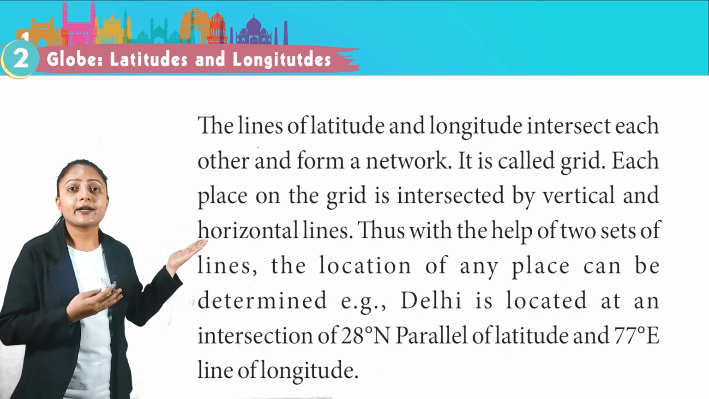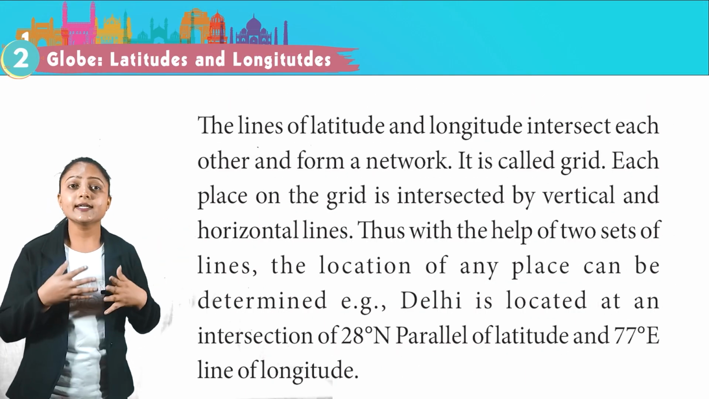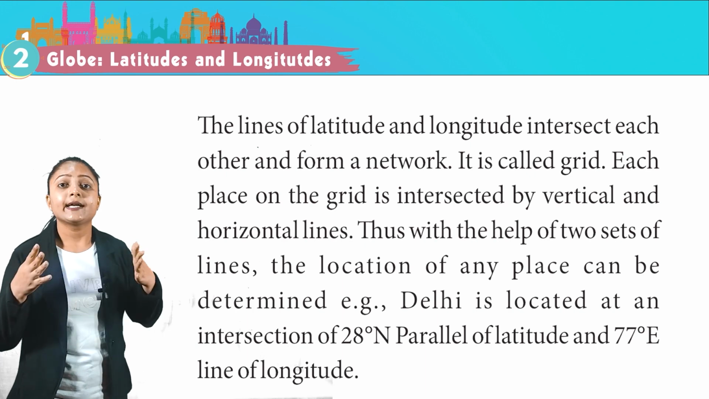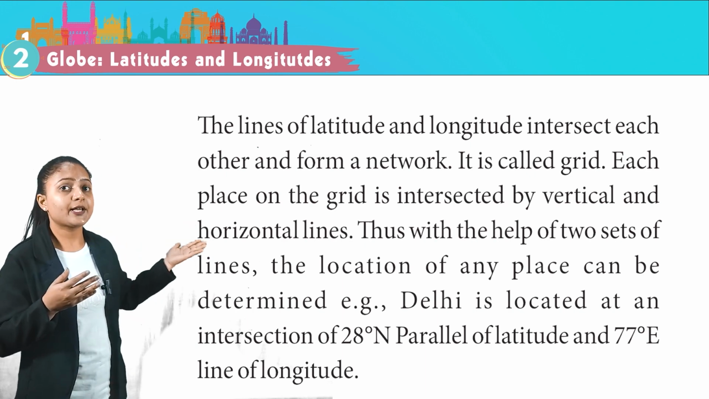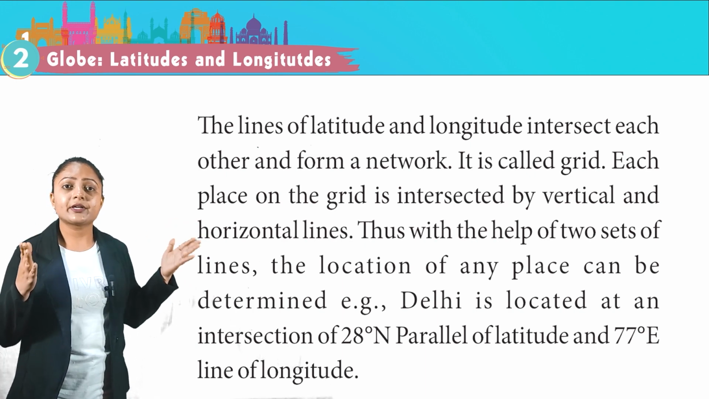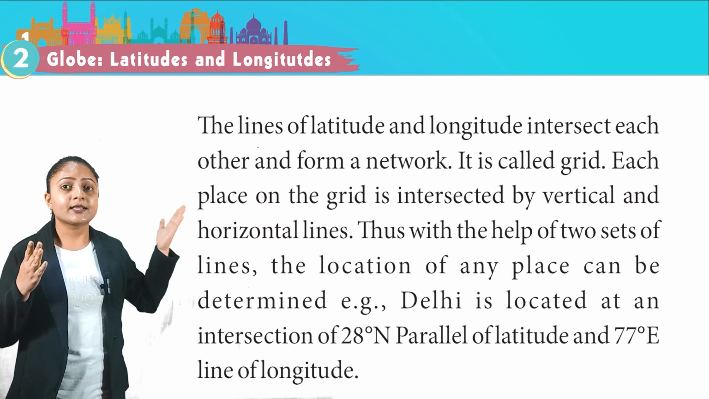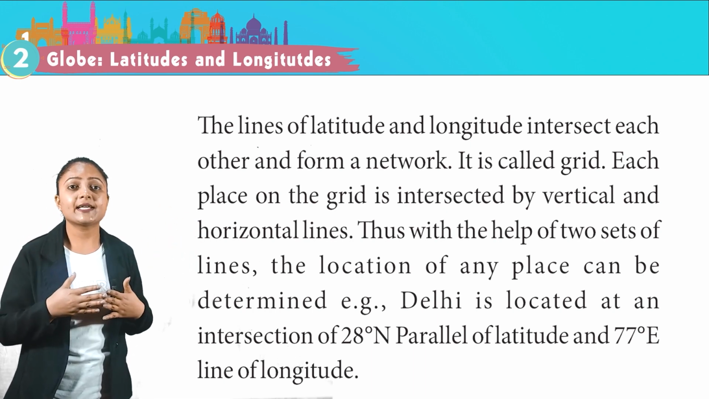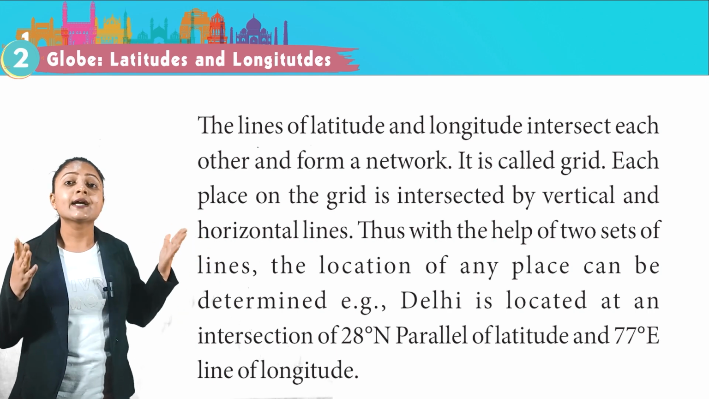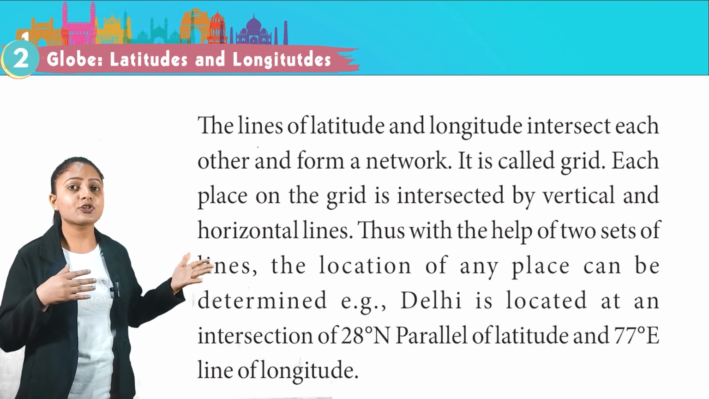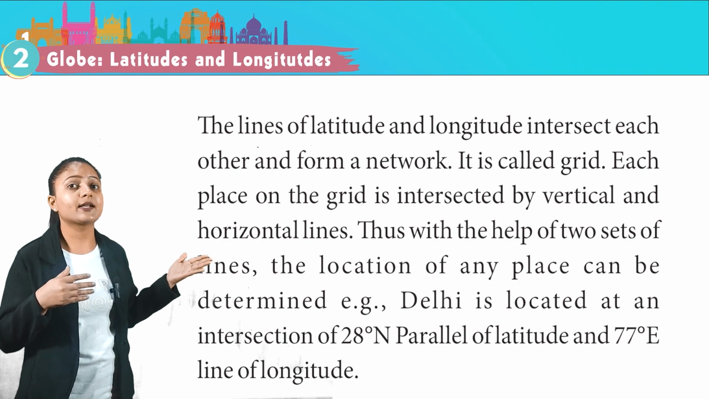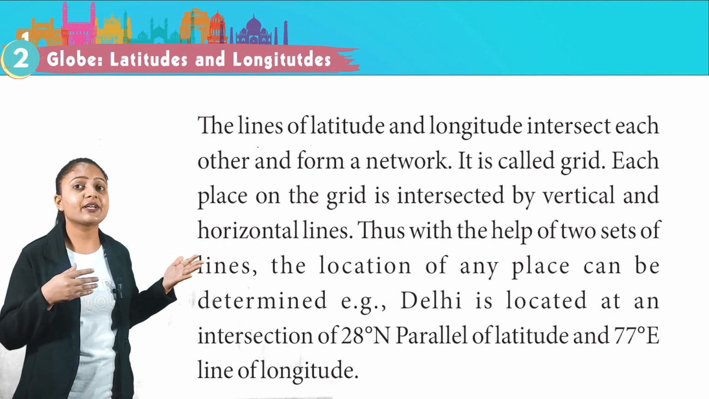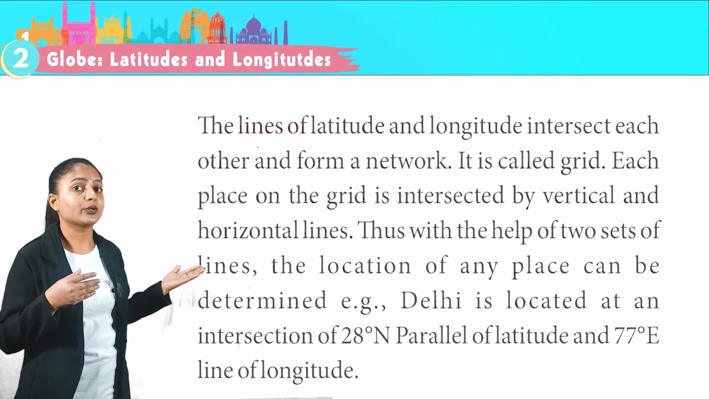The lines of latitude and longitude intersect each other and form a network. It is called a grid. Each place on the grid is intersected by vertical and horizontal lines. Thus, with the help of two sets of lines, the location of any place can be determined. For example, Delhi is located at the intersection of the 28 degree north parallel of latitude and the 77 degree east line of longitude.